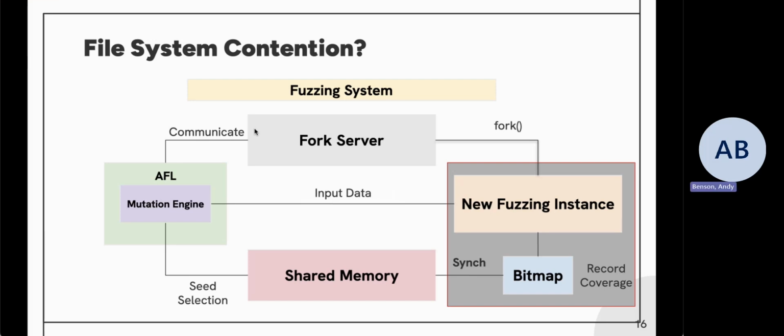File system contention mostly affects the highlighted area from above, or in the diagram, specifically with the creation of new fuzzing instances and the storage of bitmaps. How might this system be improved so that the file system is not being clobbered by too many system calls within the same directories?